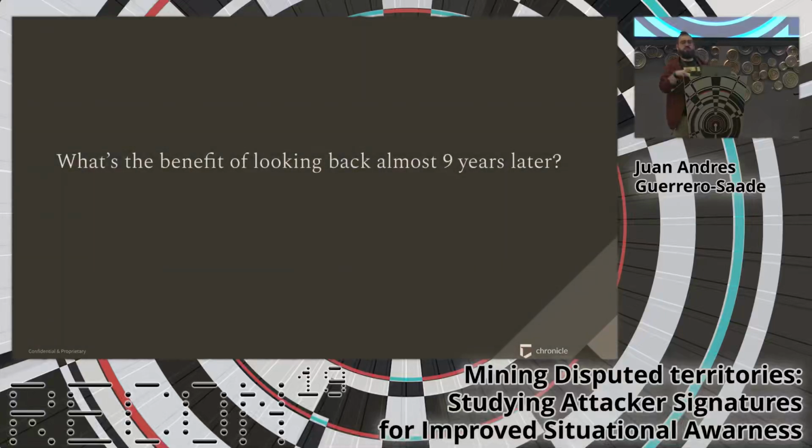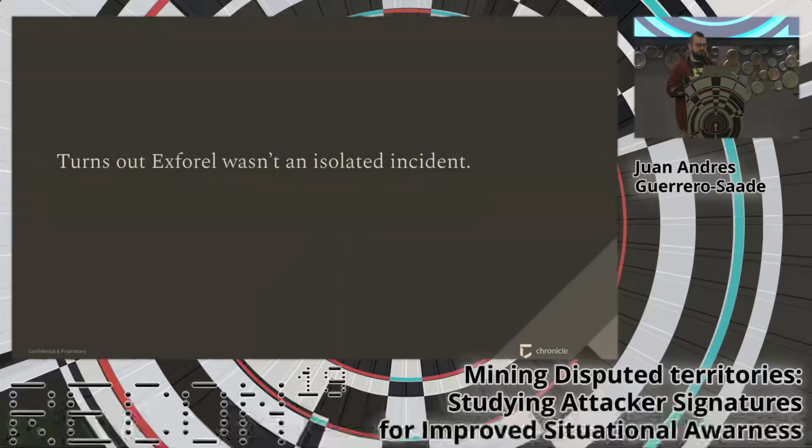So what's the benefit of going back to this thing, almost 9 years later? Well, it turns out that X4L wasn't an isolated incident. Maybe at the time people didn't have the right tools or the right collections to figure this out, but once we look at it from the perspective of modern onlookers, it turns out that we can find some other interesting things, right?